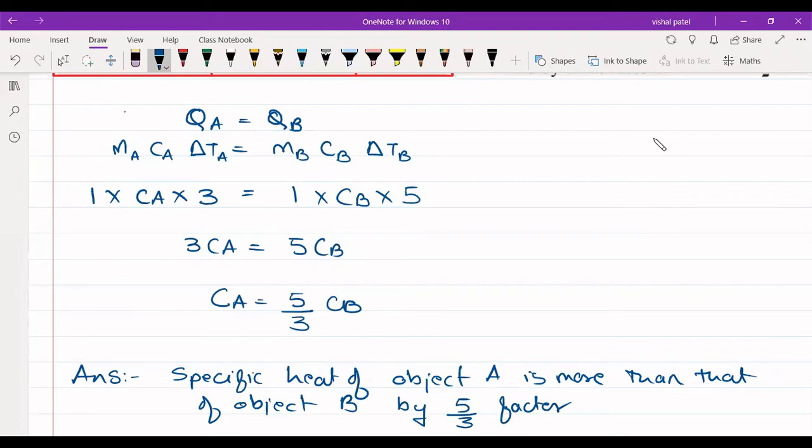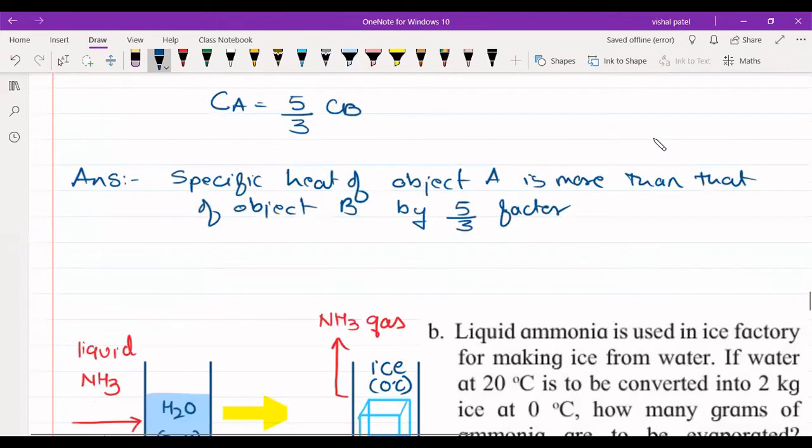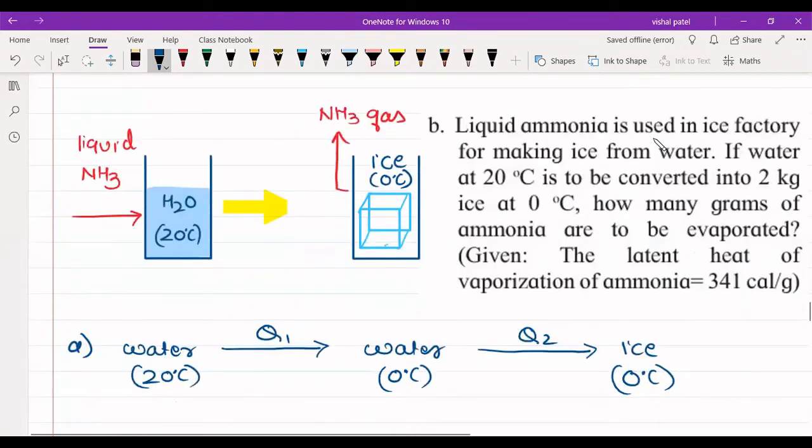Is that understood, all of you? Now this sum can come in exam, students, okay? This is a small sum. Any doubt, let me know, students. Okay, sure, nice. What about sum number B, students? Is this sum there for exam? Yes, sir. This is there, na?